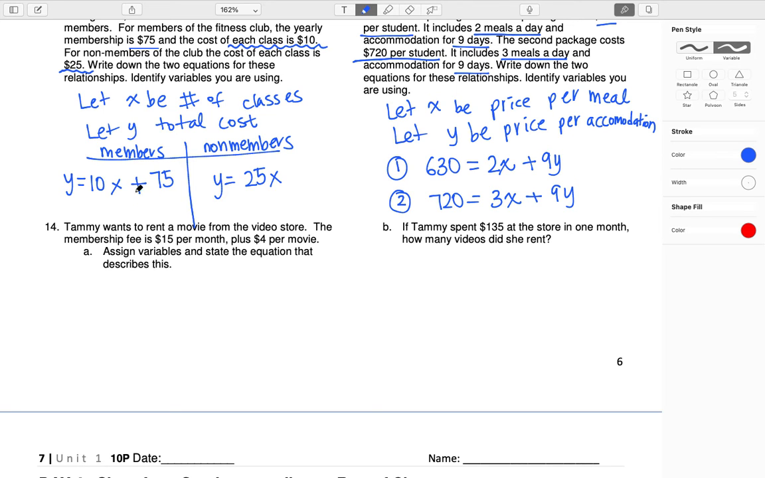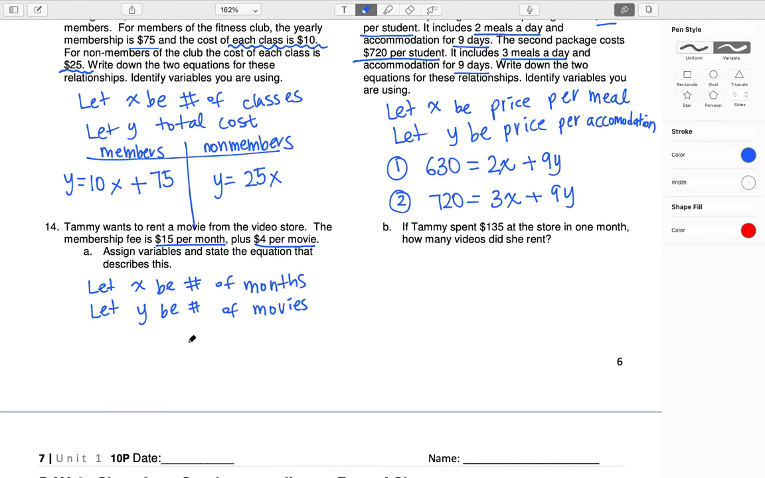Tammy wants to rent a movie from the video store. The membership fee is $15 per month plus $4 per movie. Assign the variables and state the description. It looks like I have per month and per movie. So we could say let x be the number of months for this one, and let y be the number of movies.